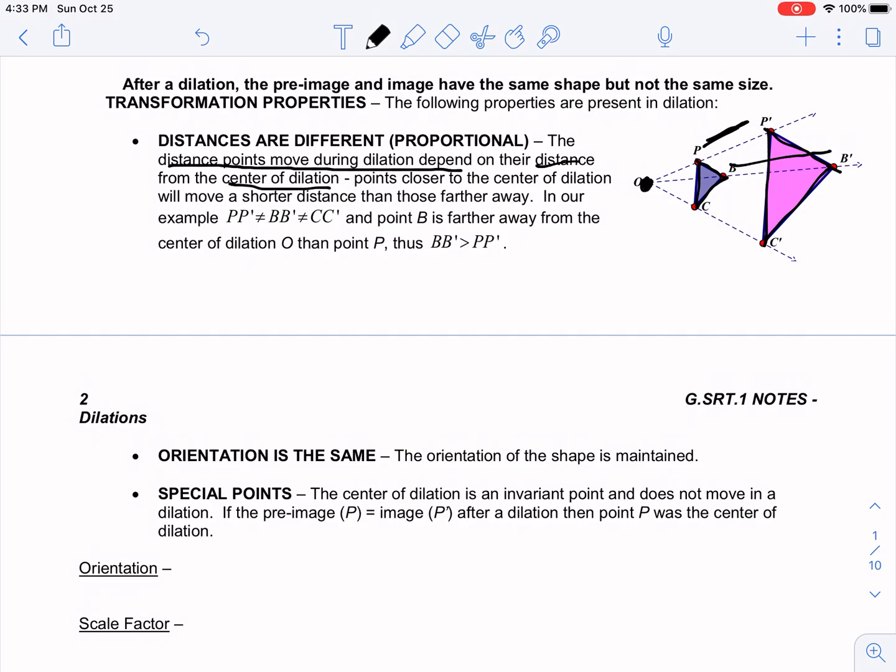The reason for that, they say, is that points closer to the center of dilation will move a shorter distance than those farther away. So if it's closer, it's not going to move as far, but if it's further away, it's going to move further.